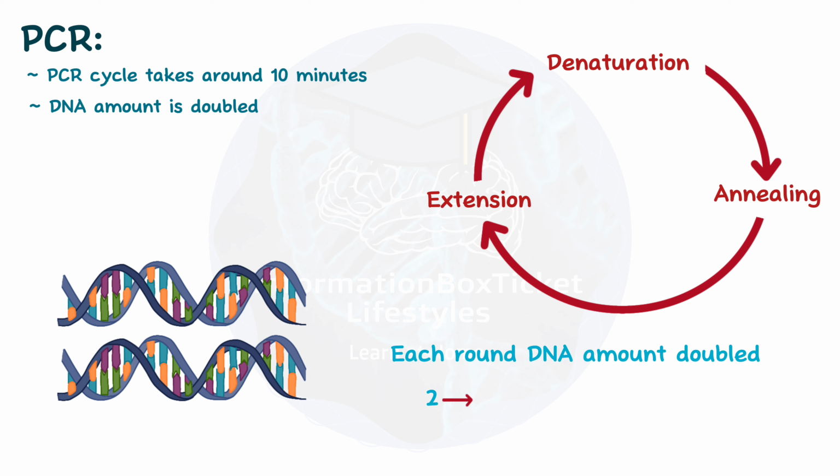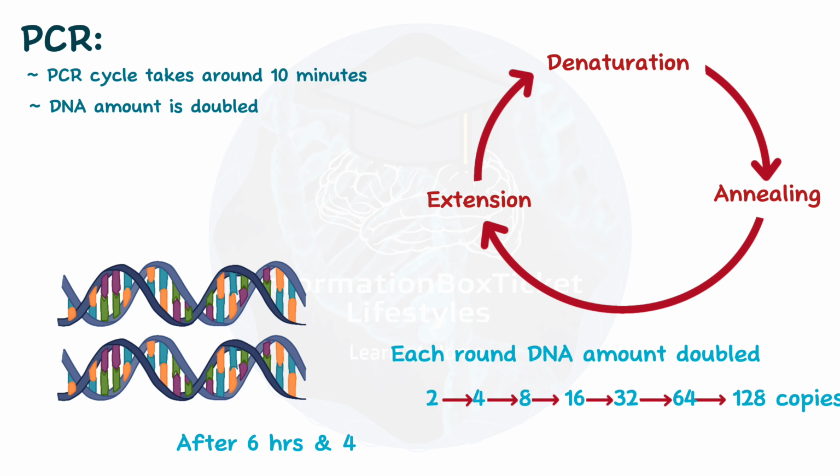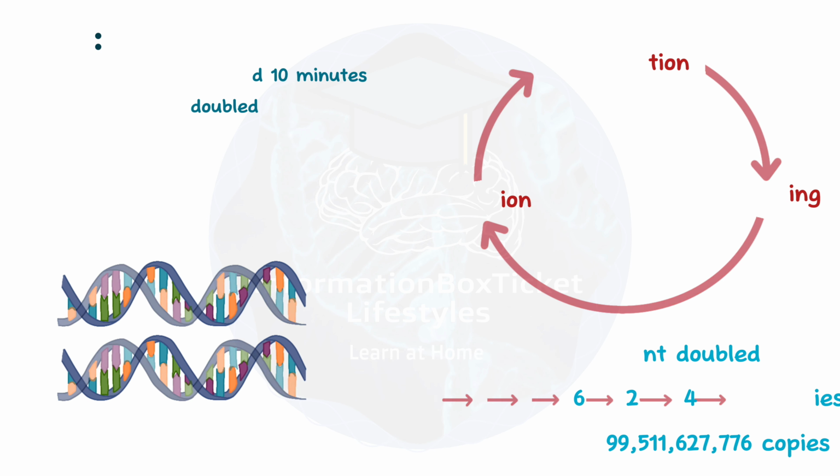You start with 2 strands, then get 4, then 8, 16, 32, 64, 128, and so on. This means PCR amplifies DNA exponentially. After about 6 hours and 40 cycles, you could theoretically get 2 to the power of 40, or 1,511,627,776 copies, which is easier to describe as a massive amount of DNA ready for further analysis.